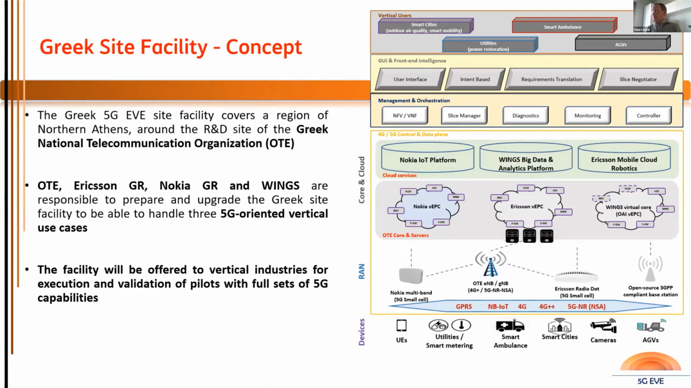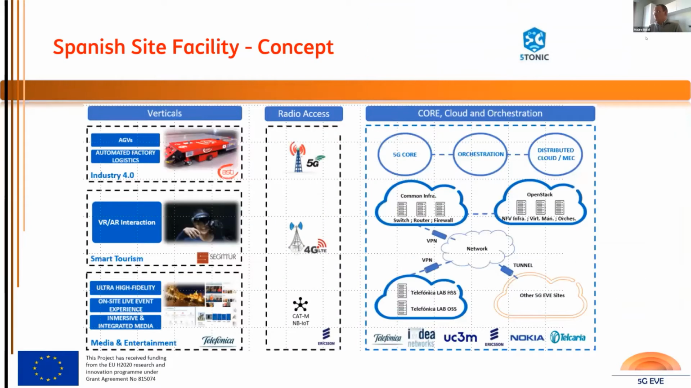In Greece, we have a similar layout. Here it is quite split into 3 parts. So we have a Nokia-based IoT platform. We have an Ericsson-based robotics set of applications. And we have finally the big data and analytics platform provided by Wings. And also you can see here a set of use cases that we are internally developing in Greece, but also together with other projects in ICT19 core.